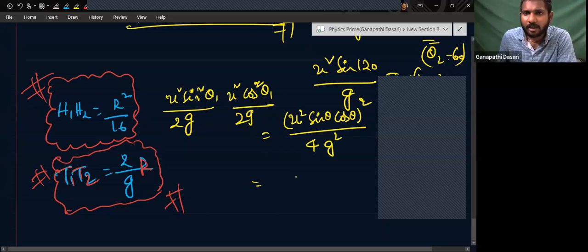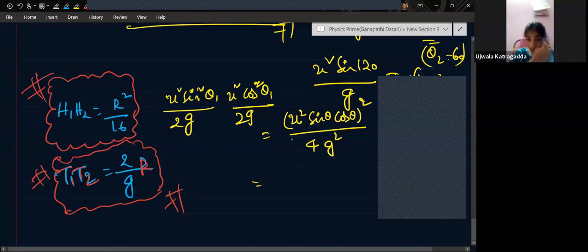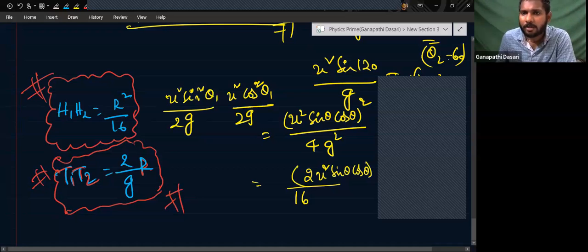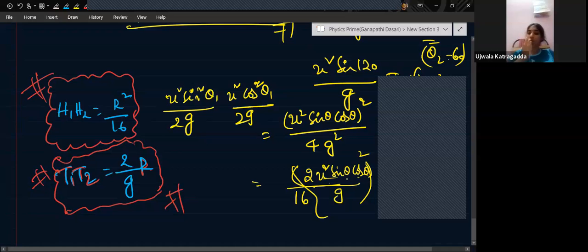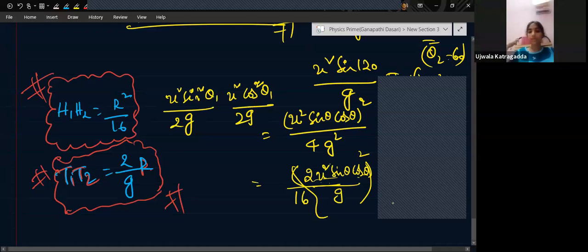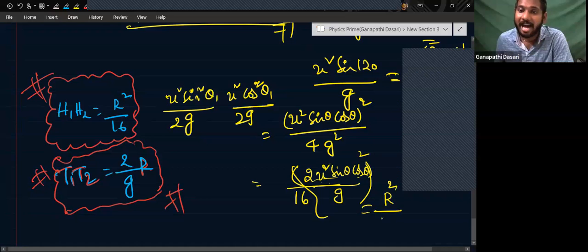What I'll do, multiply by 4 squared and divide by 4 squared. If multiplied and divided by 4, what will I get? 16. In the topmost point, what will I get? 2 u square sine theta cos theta whole by g, whole square, isn't it? Yes, sir. 2 u square sine theta cos theta by g, or u square sine 2 theta by g, is the range or not? Yes, sir. The answer will be what? R square by 16.